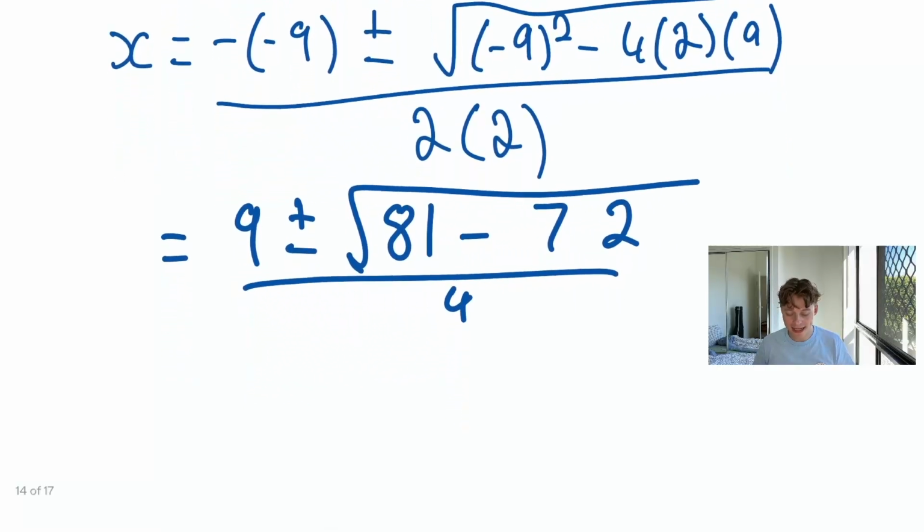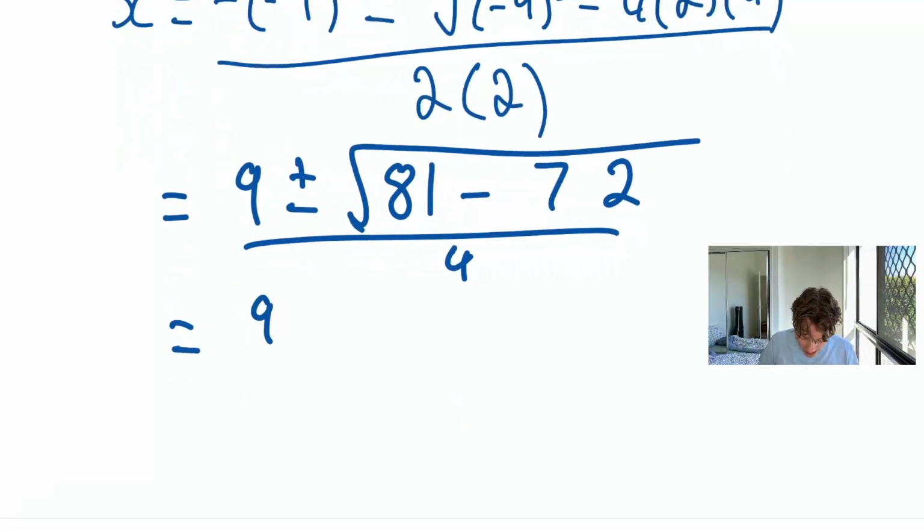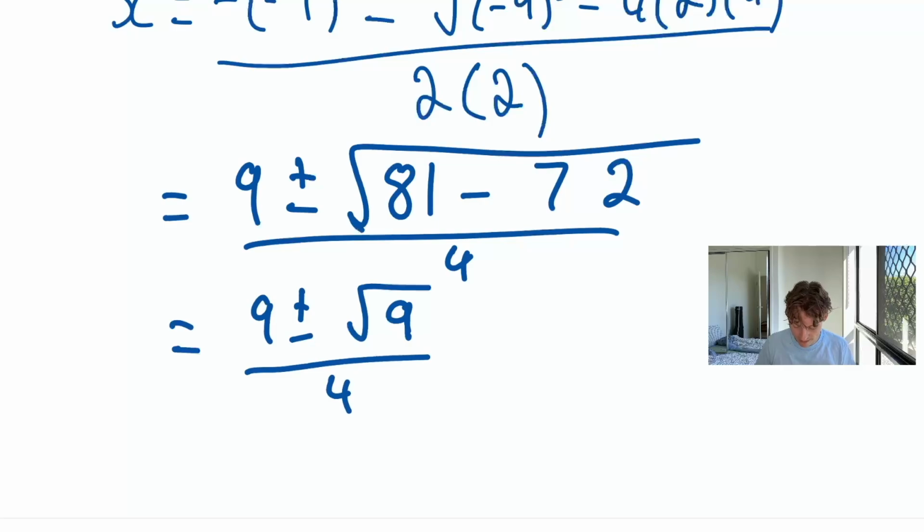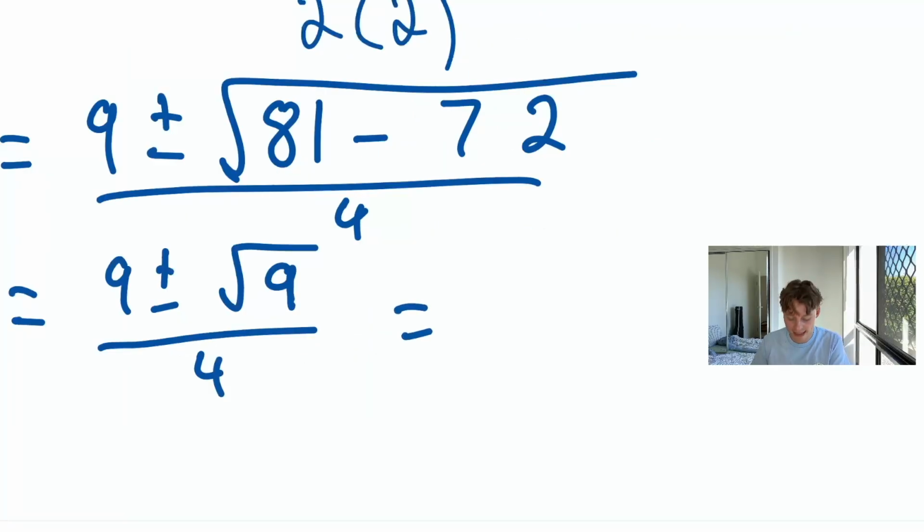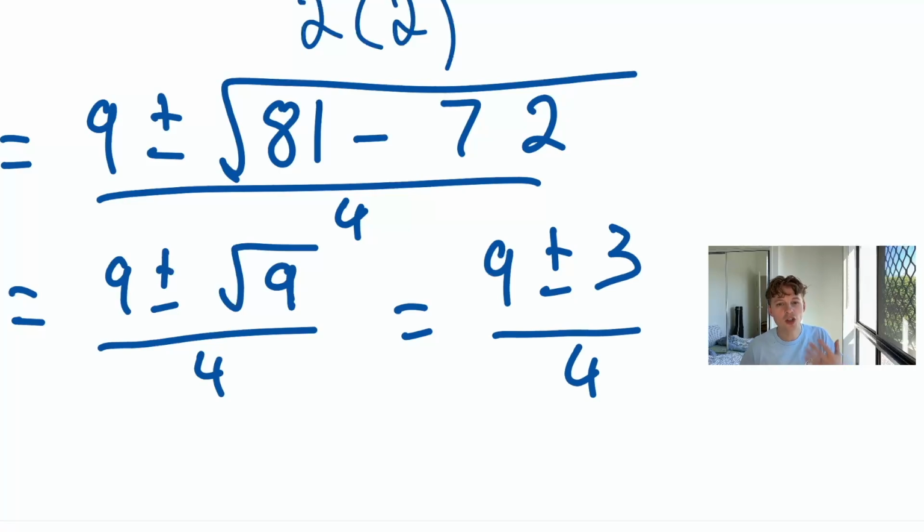Now, simplifying inside my square root, I get 9 plus or minus the square root of 81 minus 72, which gives 9, all divided by 4. If I write my answer here, that gives 9 plus or minus 3 over 4. So I get two answers. Every quadratic gives two answers. If you think of the sketch, it cuts my graph in two spots.